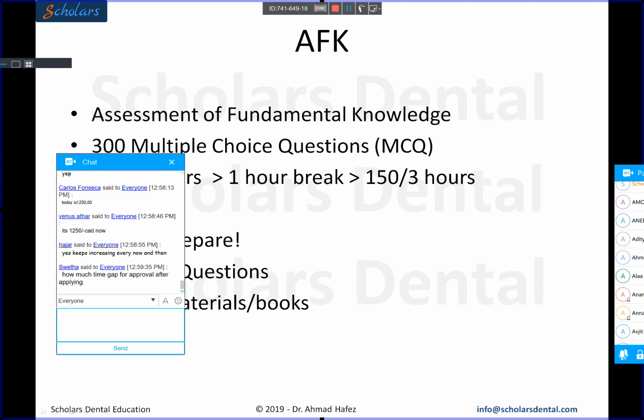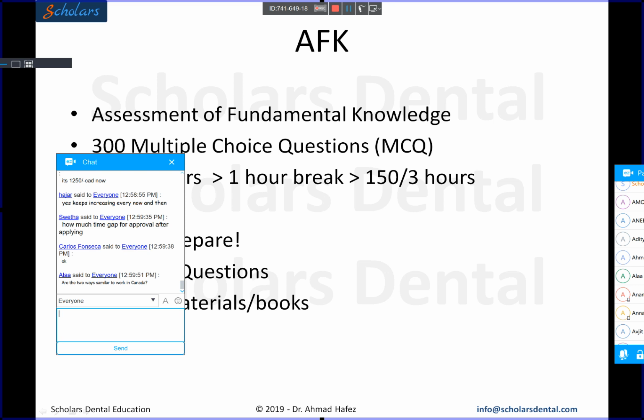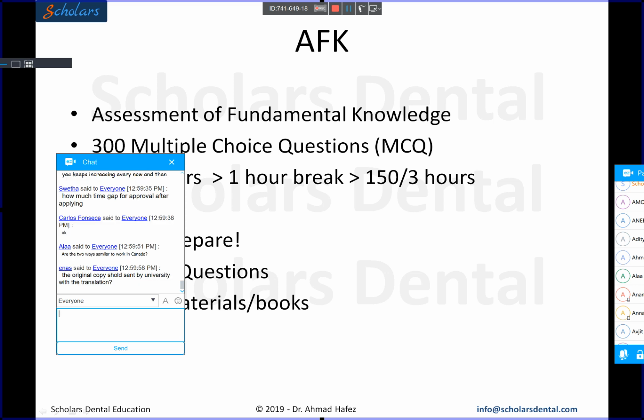Okay, so Sweta is asking how much time gap there is for approval after applying. Oof, I've seen a big range. I've heard people say 15 weeks, to be honest. I don't know, everybody's different. I mean, they say a certain time, but sometimes it could take longer. So it's a hard question to tell you for sure.